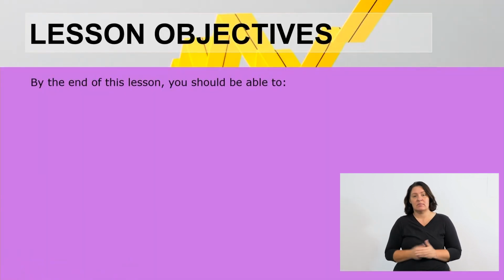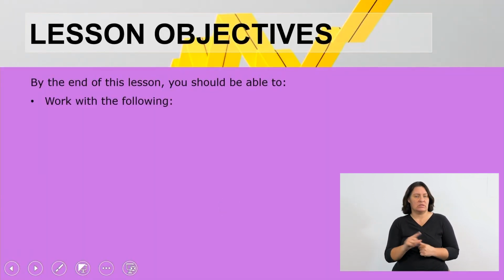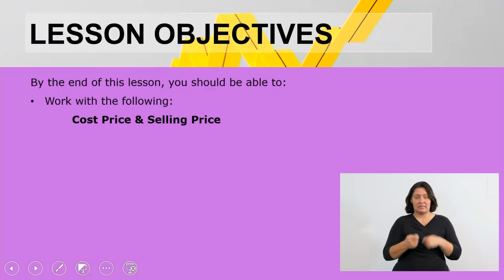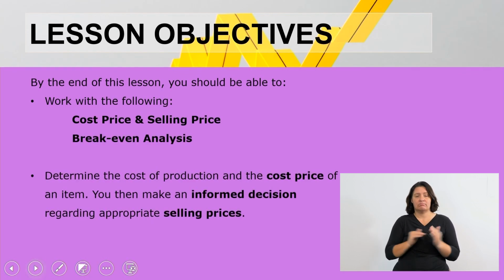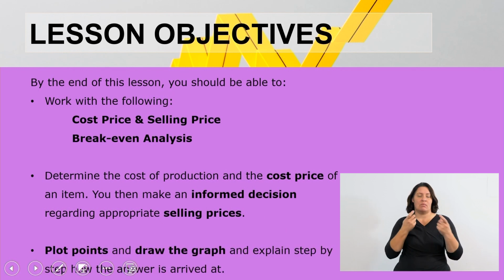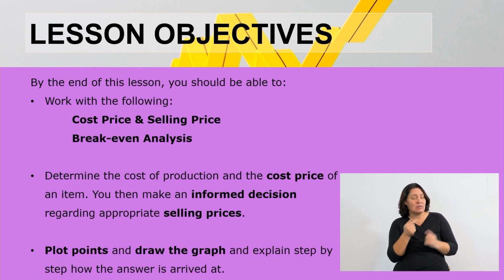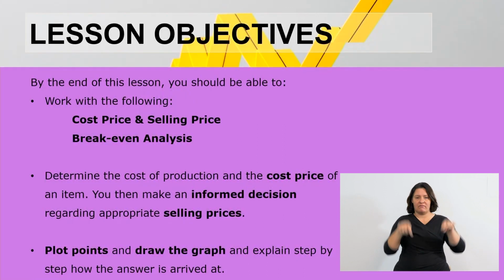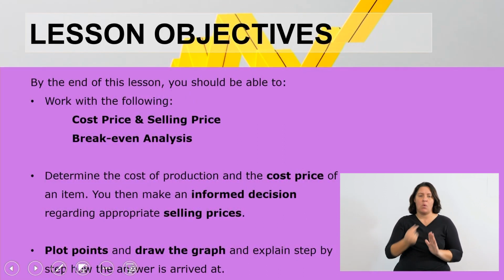So this is our lesson objectives. By the end of this lesson, you should be able to work with the following: cost price and selling price, as well as with break-even analysis. What else will be important to you? Determine the cost of production and the cost price of an item, and then you will make an informed decision regarding an appropriate selling price. Also, it will be expected of you to plot points and thereafter draw a graph to explain how you arrived at a certain answer.